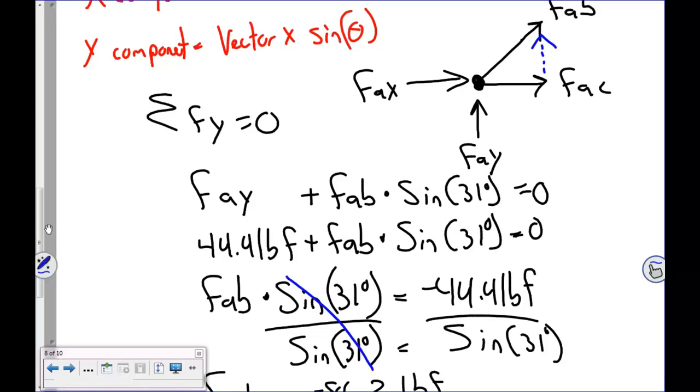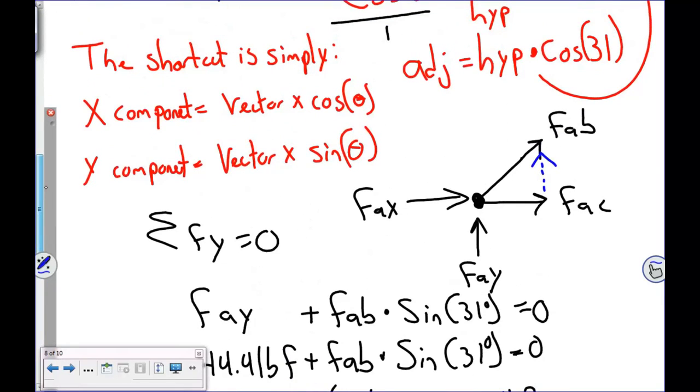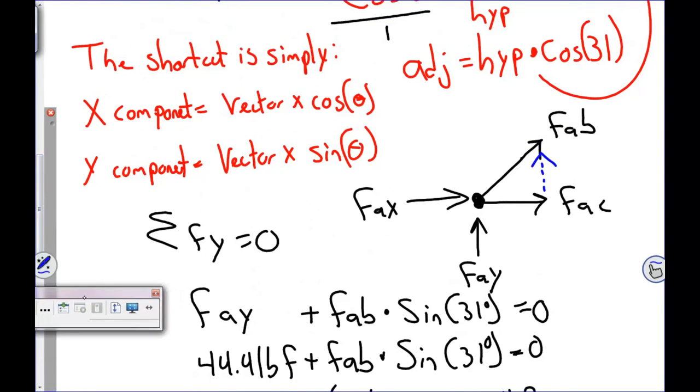Now wait a minute, what's FAY? Don't think, FAY. Oh, we know that. Oh, now we're home free. So I can substitute, go ahead and do this part. 44, FAB sine 31. I want you guys to do that in your calculator before I show you the answer. 44 pounds of force, FAB sine 31 equals 0.